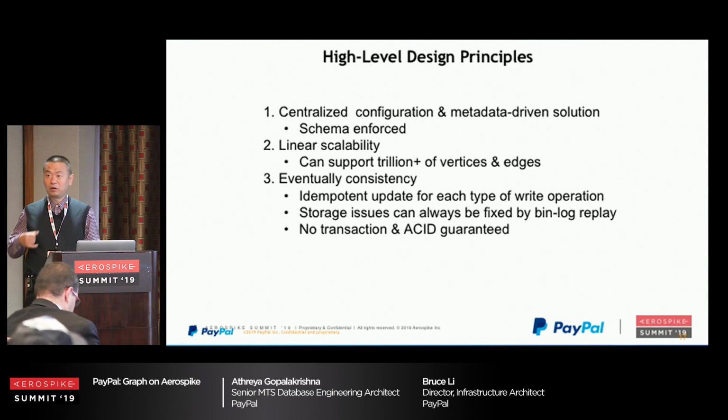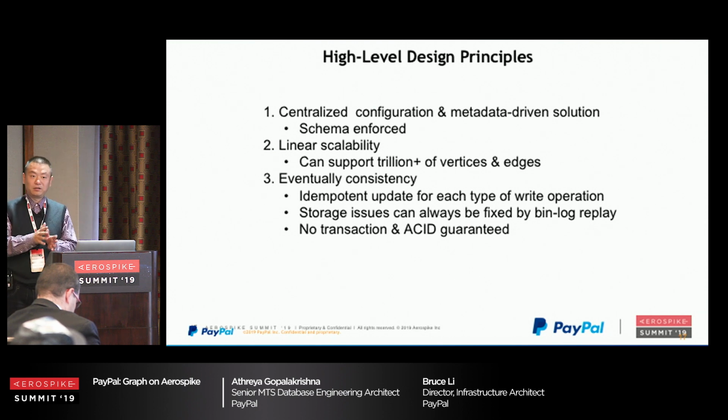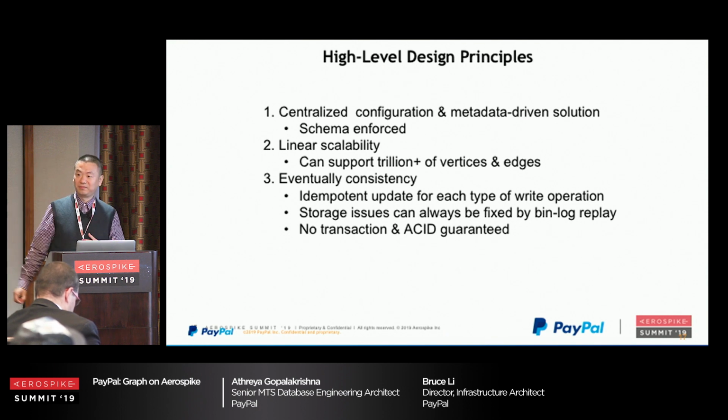The first, we want to enforce a centralized configuration and manager-driven solution. Schema should be enforced, and it should follow the schema evolution principle, just like a database, right? Backward compatible. And second, we should support linear scalability. We can gradually add storage as a new cluster or new node, right? And we can achieve linear capacity increase. And eventually we can support trillions of vertices and edges.